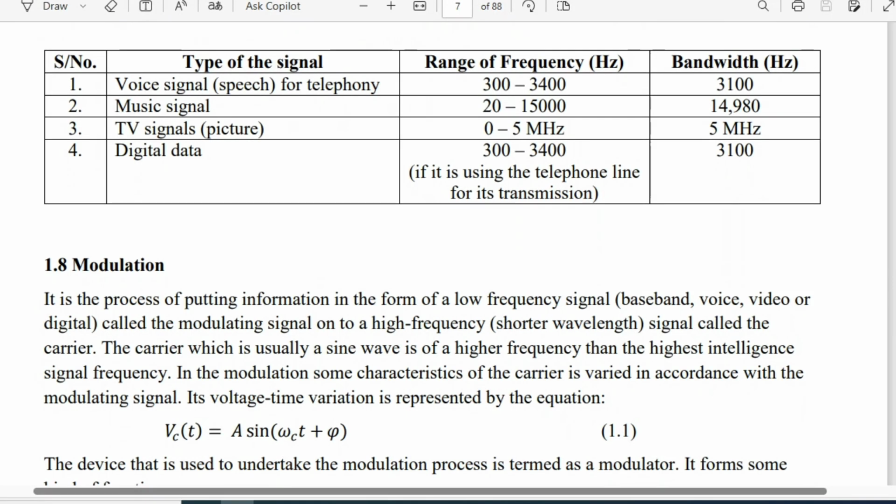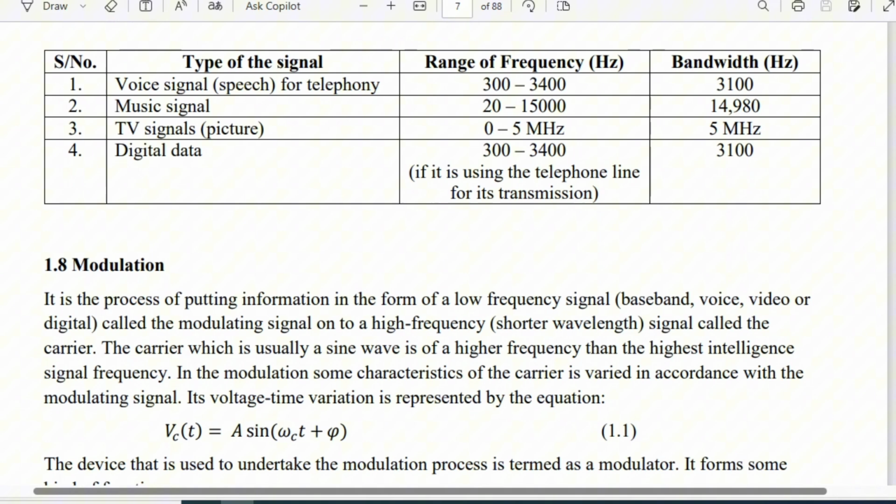Let's talk about the types of signals and their bandwidth. For a voice signal, that is speech for telephony, the frequency range is 300 to 3400 Hz. So the bandwidth is going to be 3100 Hz. For musical signals, the frequency range is 20 to 15,000 Hz.